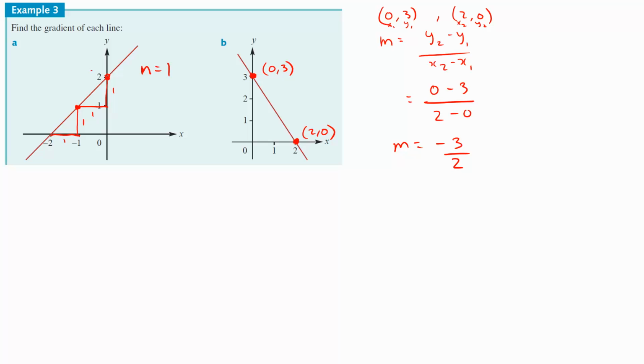Now let's revise. I'm going to write here m equals negative 3 on 2. In year 9, you learned there are 4 types of gradients. I just showed you 2. This is a positive answer, positive 1. So it's a positive gradient, which looks like it's going up. This is a negative 3 on 2. It's a negative gradient, so it looks like it's going down.